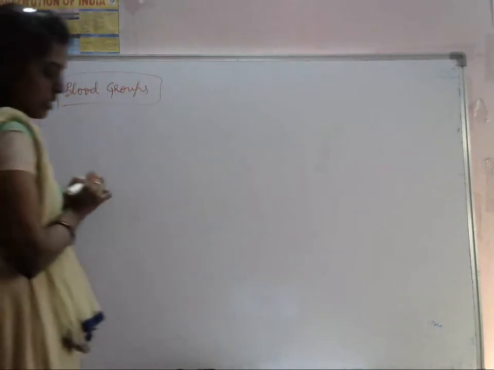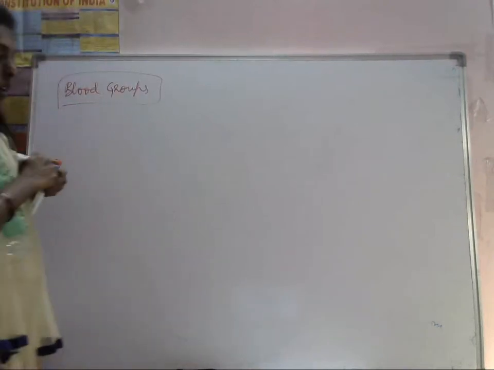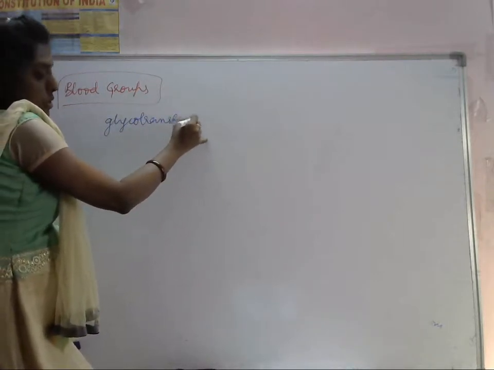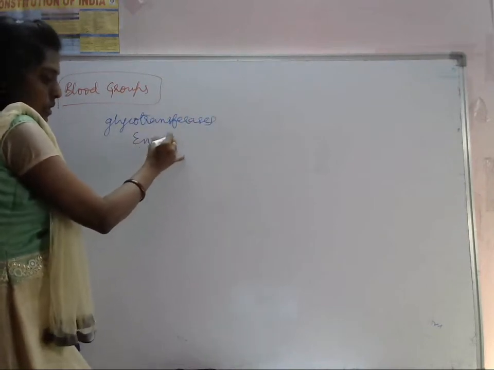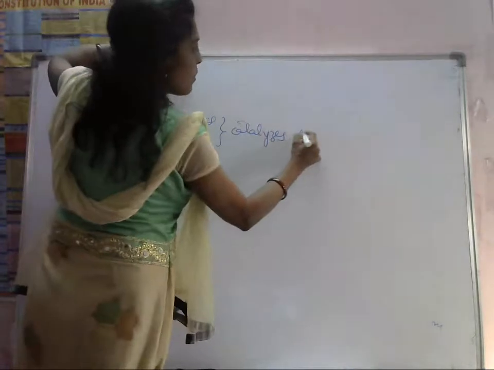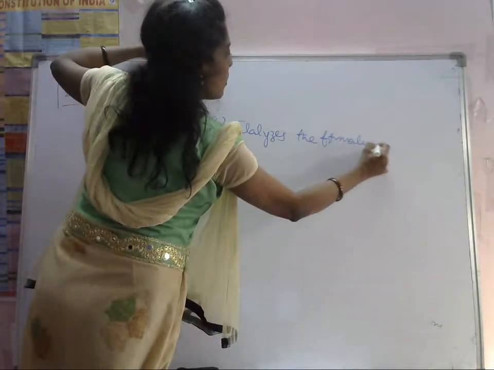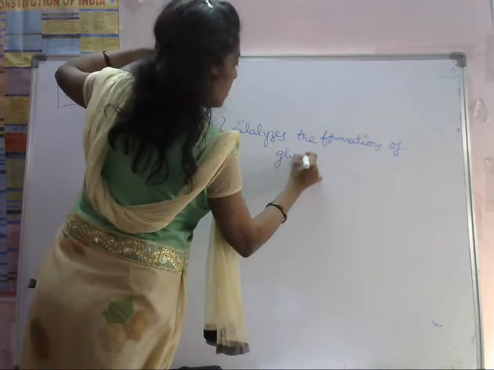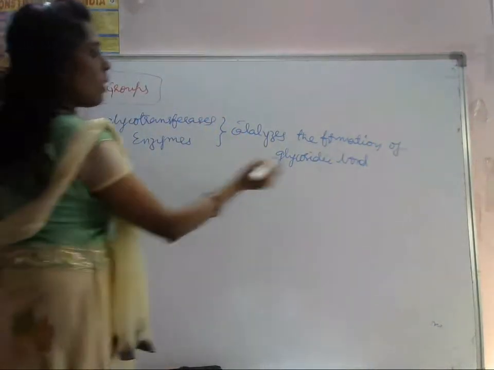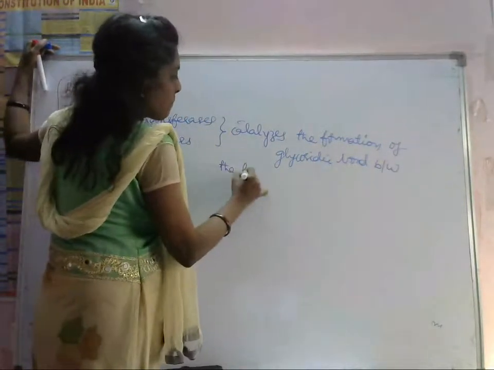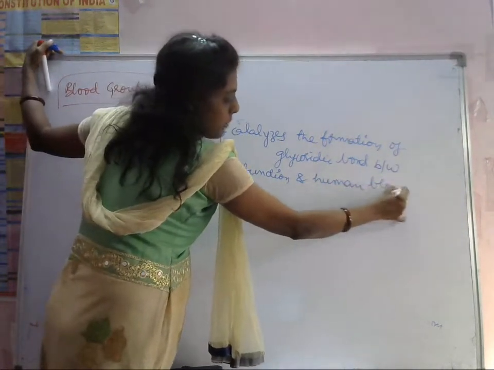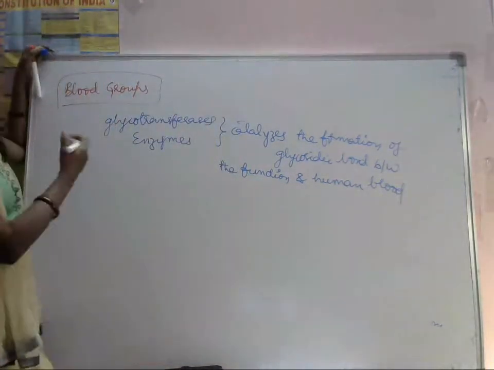Our body, the human body group, depends on the functioning of glycosyltransferases, enzymes. These catalyze the formation of the glycosidic bond between the functional groups in human blood.